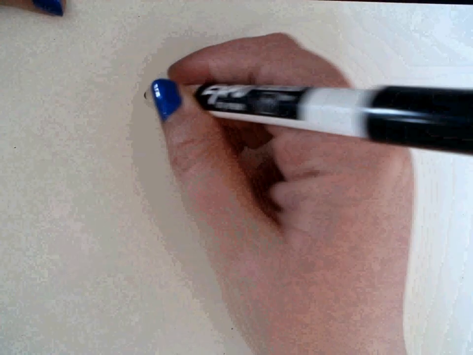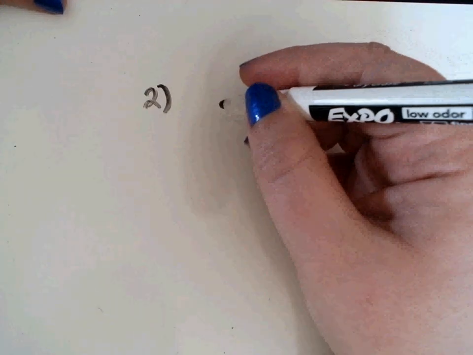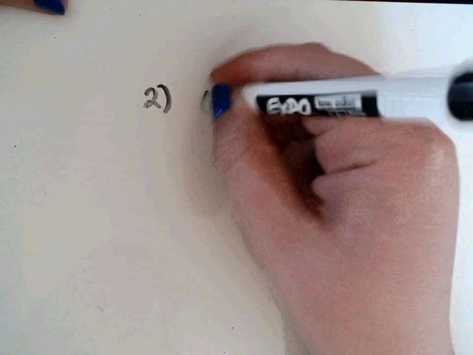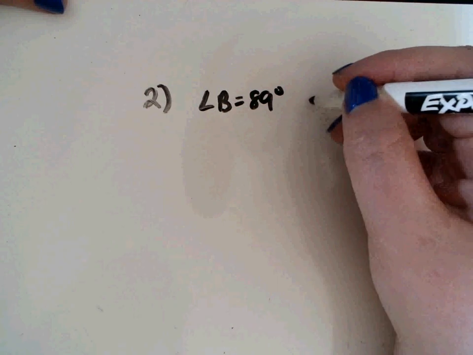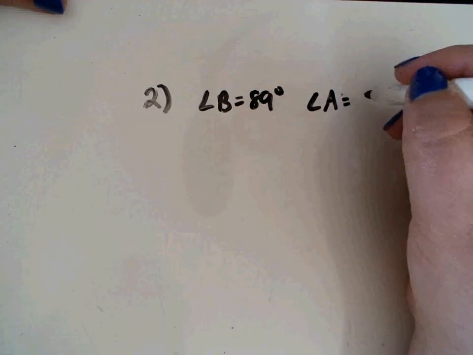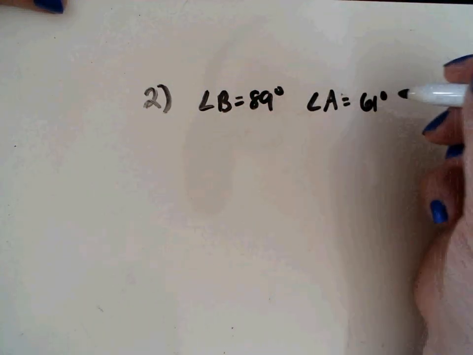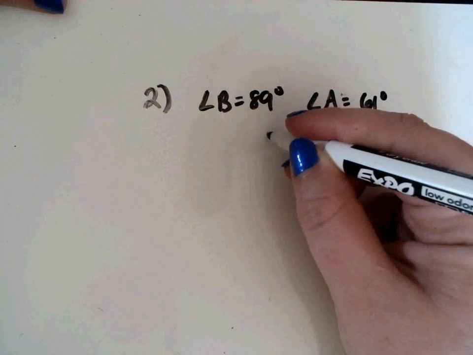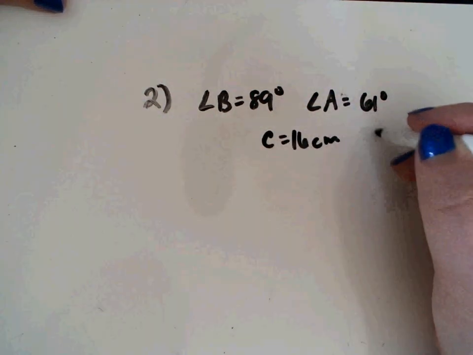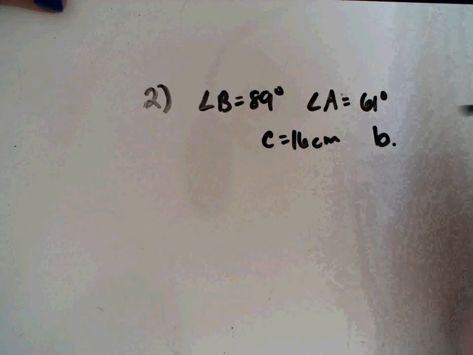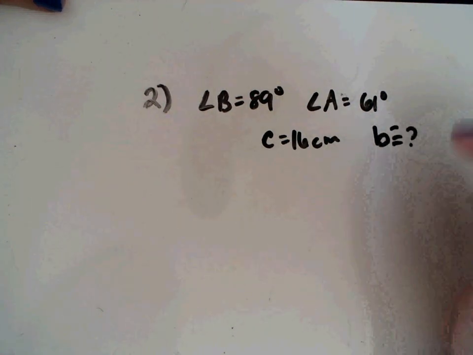So number 2 gives you the measure of angle B. It's 89 degrees. The measure of angle A is 61 degrees, and side C is 16 centimeters, and then it asks us to find the side length B. So that's what we need to be finding, right?